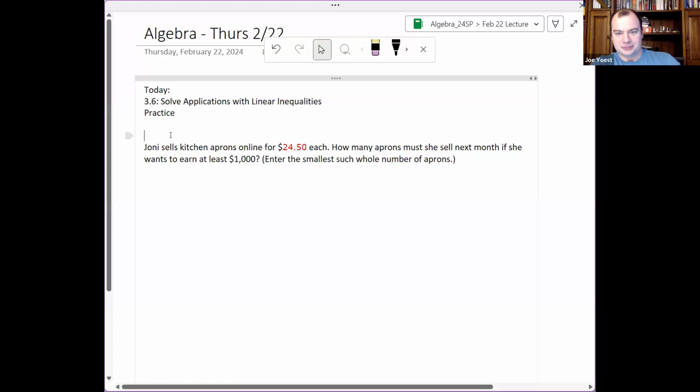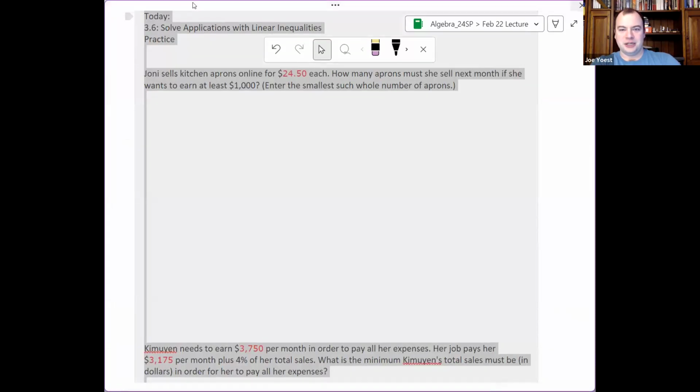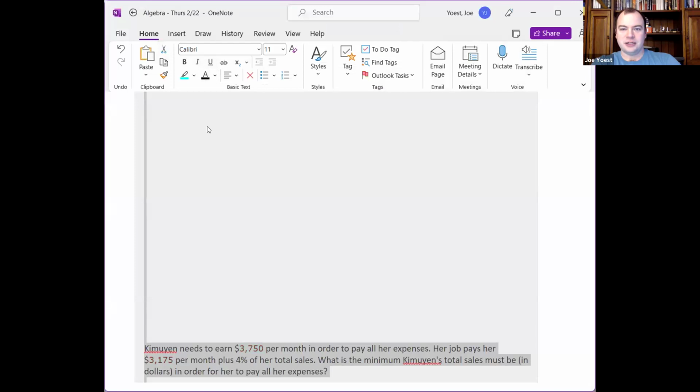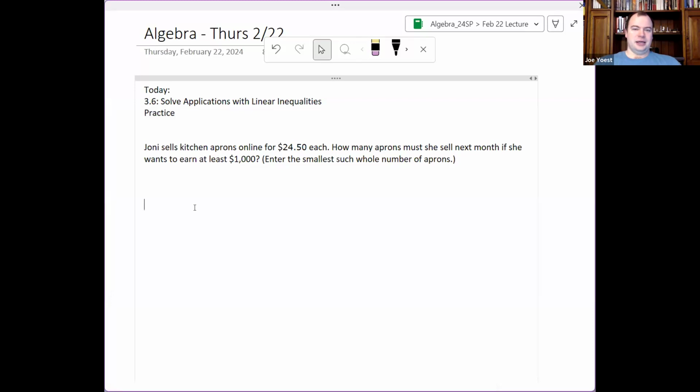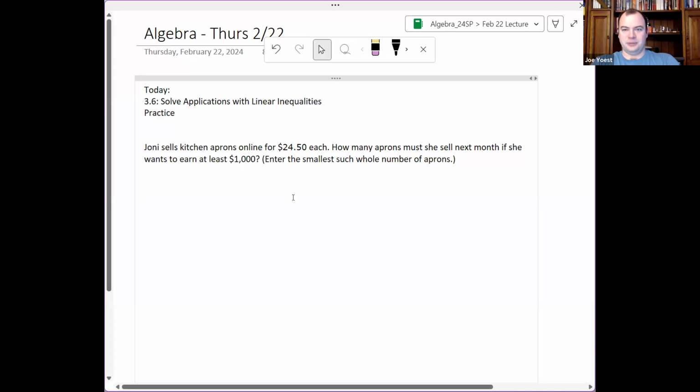Let me change the font color here. So that's the idea of the practice, is just to review the chapter 3 material kind of as a whole and see if we can go one step further and say, okay, can I decide what tools to use for the job and then actually apply those tools appropriately?